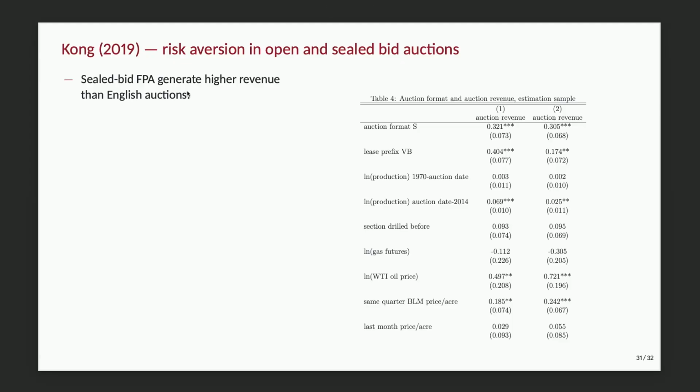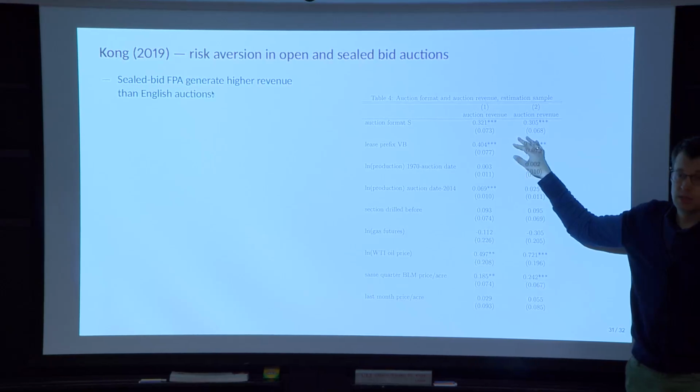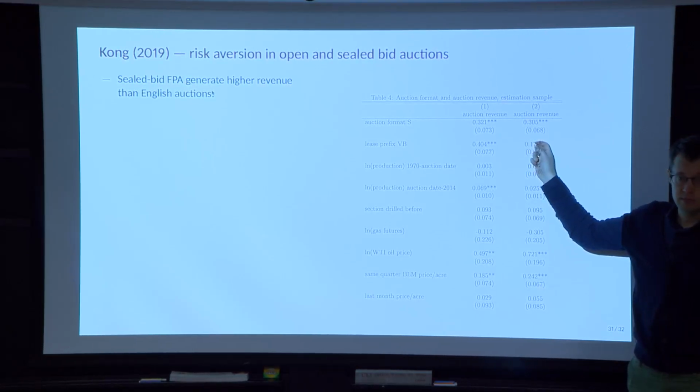So here's what she finds. As before, for the northern sales, sealed bidding, with a bunch of controls for oil prices and differences of these tracts of land, leads to about 30% higher revenue than the open auction format.